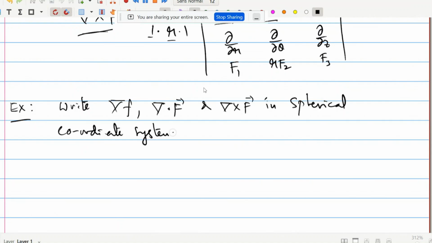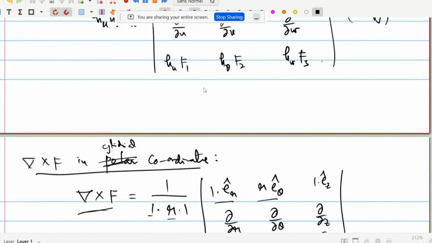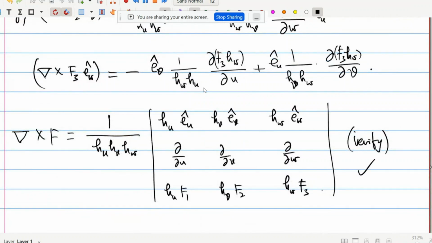You write it and see, it will be there in every textbook. All the textbooks might have listed it. So if you do it once and see that they are the same, that's fine. You have this formula to remember, the del cross. You have this formula to remember. Keep this in mind.